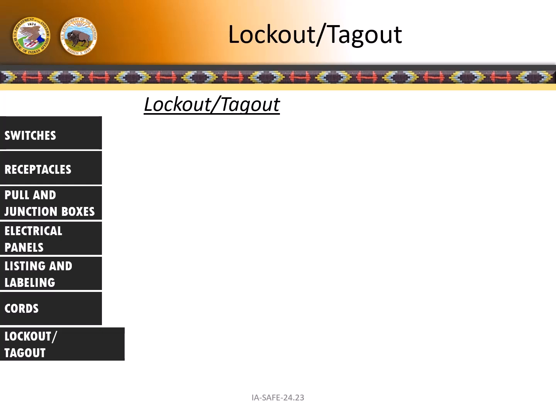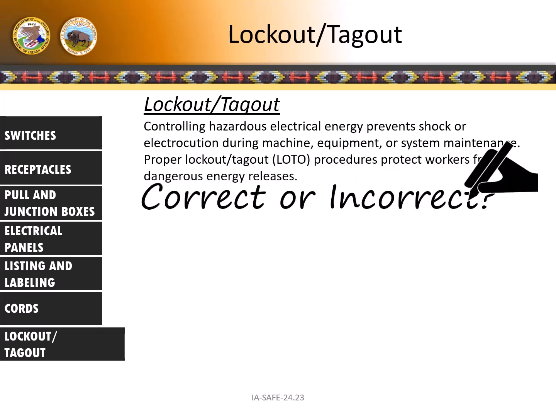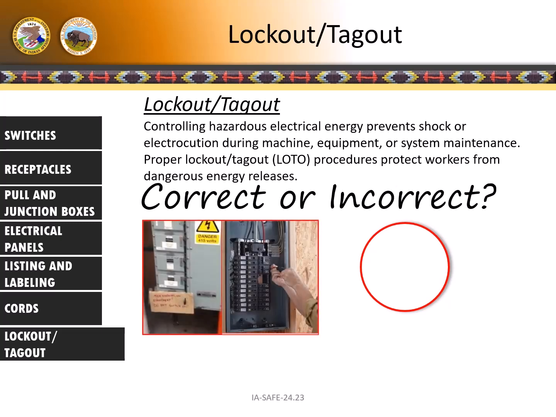Lockout, tagout. Controlling hazardous electrical energy prevents shock or electrocution during machine, equipment, or system maintenance. Proper lockout, tagout, LOTO procedures protect workers from dangerous energy releases. Is this example correct or incorrect?